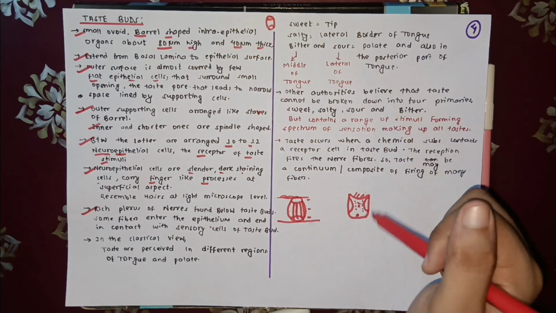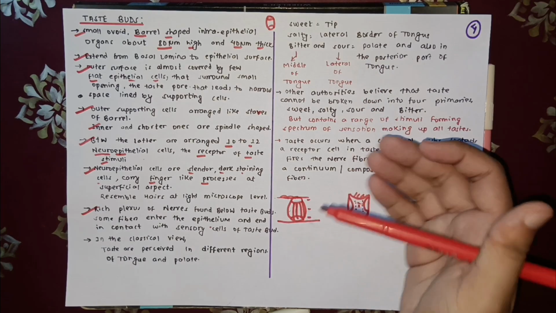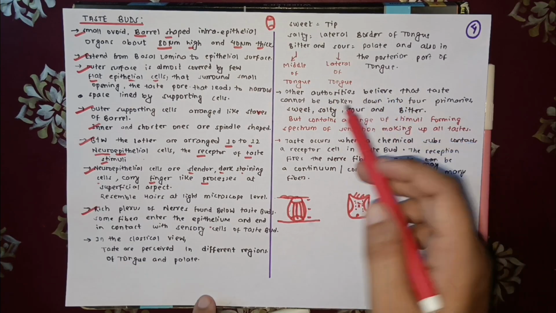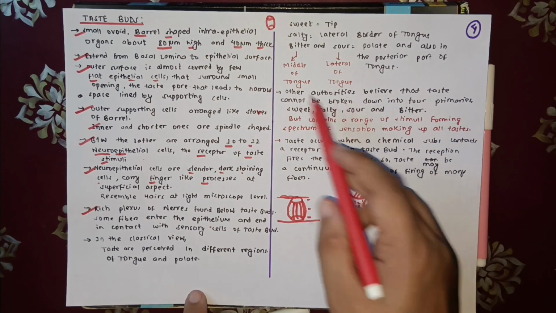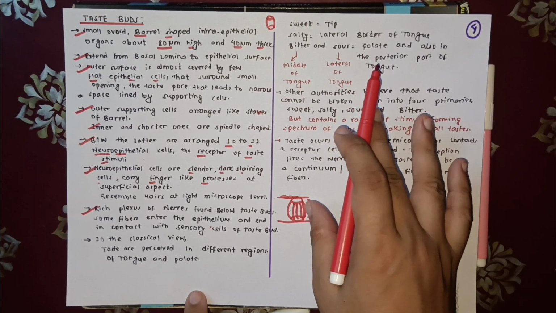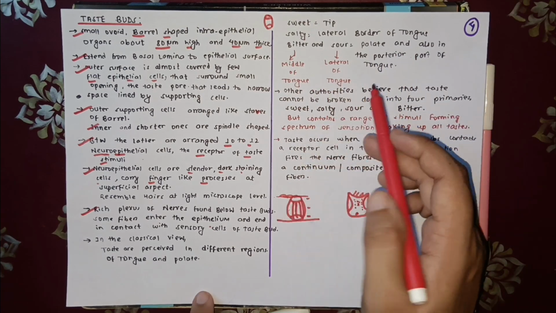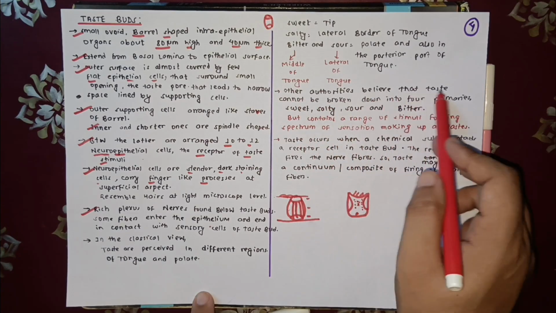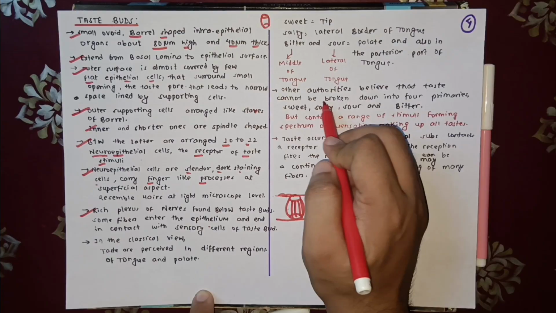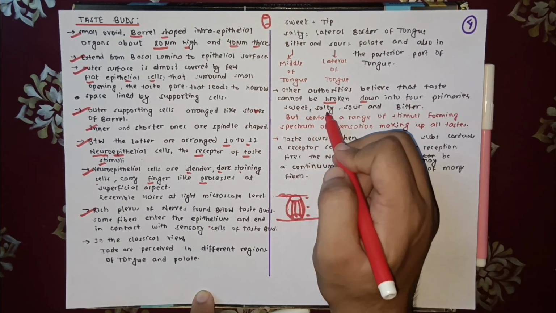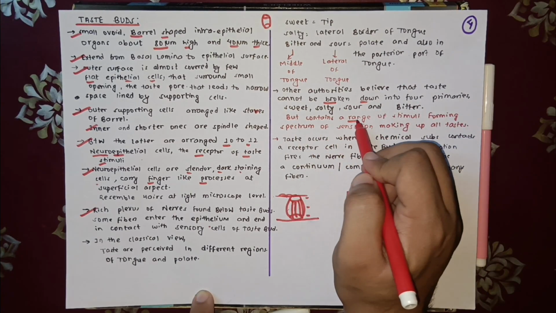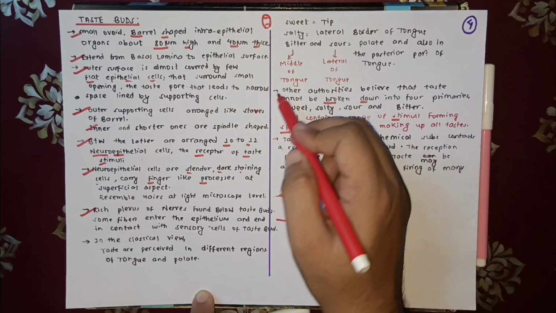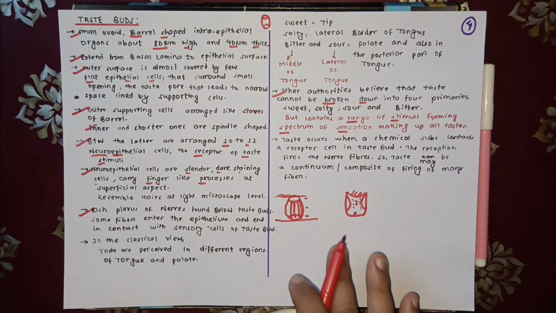That in those regions of the tongue we can perceive those types of taste, but it is totally wrong, and other authorities told us that this theory is classical and we shouldn't believe in it. The other authorities believe that taste cannot be broken down into the four primaries, sweet, salt, sour or bitter, but contains a range of stimuli forming a spectrum of sensation making up all the tastes. So this is a modern concept about taste.